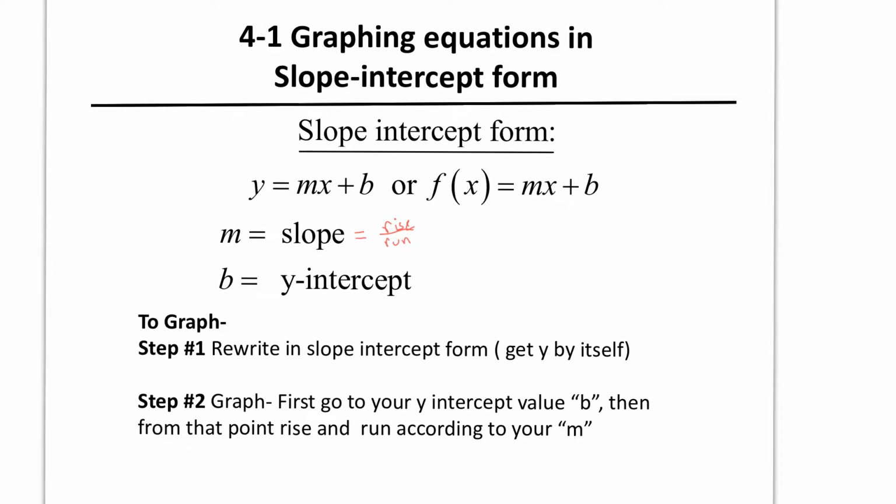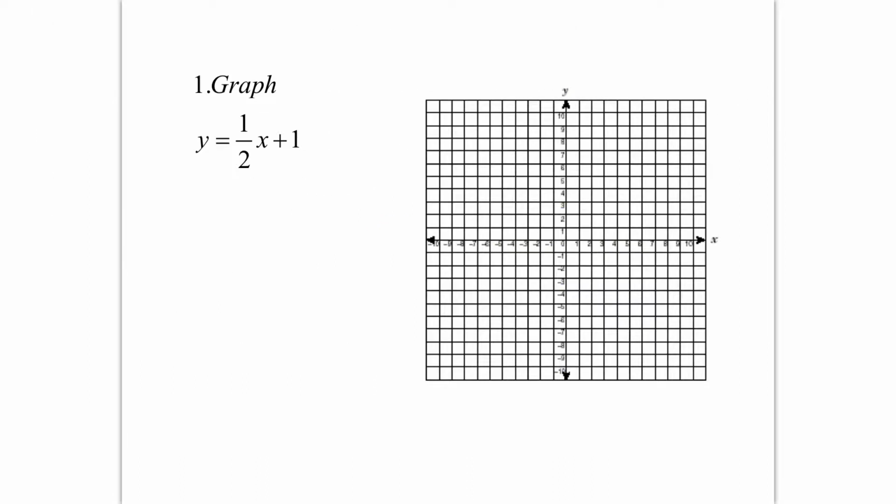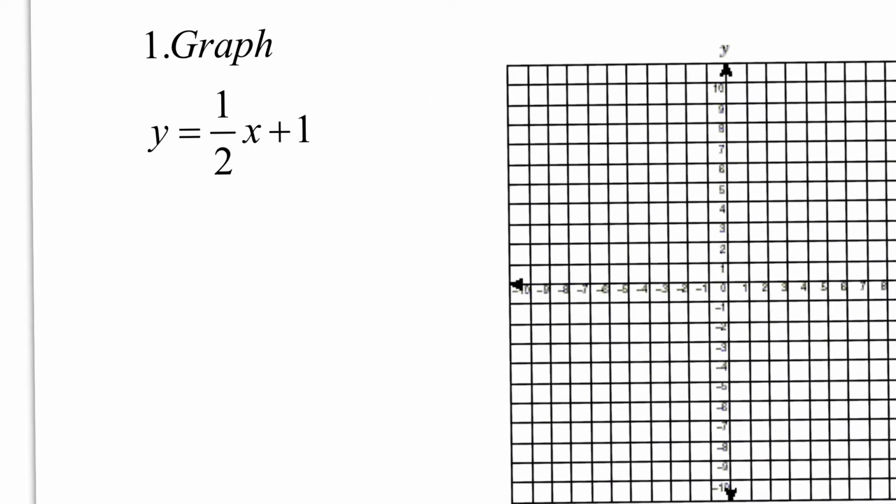So let's try some examples while we are graphing slope-intercept form. Look at the first example here: y equals 1/2 x plus 1. We want to graph it. First, we have y by itself, so that's good. My slope, I'm going to write down m here, is the number with the x. 1/2 is going to be my slope. The number on the top is my rise, and the number on the bottom is my run.